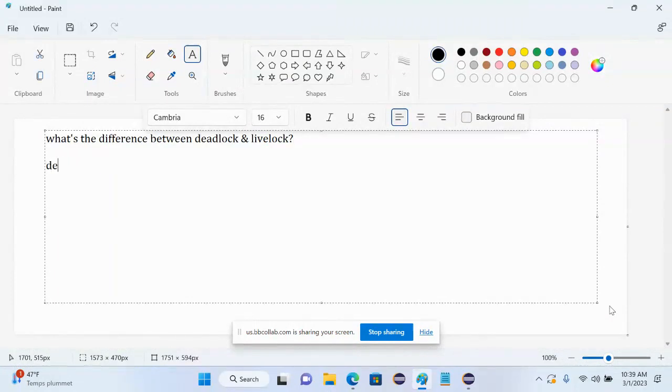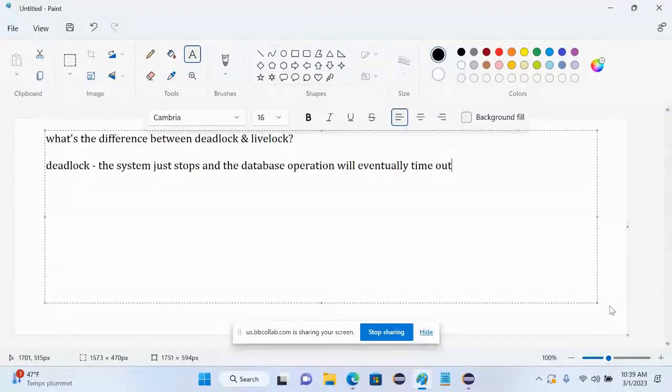Yeah, so deadlock, the system just stops and the database operation will eventually time out. Okay, there's some sort of window where if the database operation isn't completed in such and such a time, it'll be canceled, right? But the problem is, of course, with ACID properties, nothing else can happen until it times out, right? So this is one of the things that makes ACID properties very challenging for very large databases, because if deadlock ever happens, then the whole database grinds to a halt for a while.